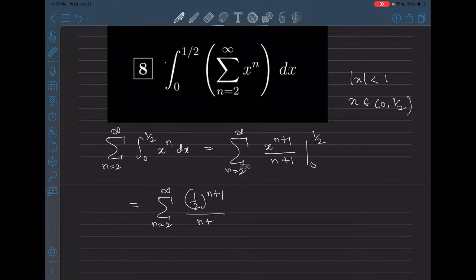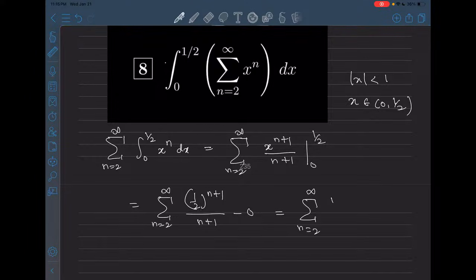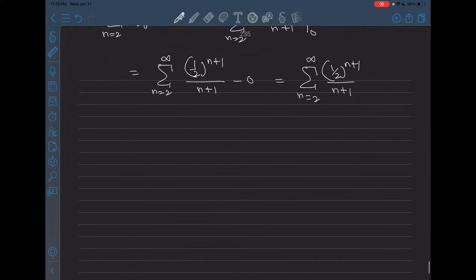I don't think I should have swapped it. I don't know, let's see. Minus 0. So this is sum going from 3 to infinity. Wait, let's just write it from 2 to infinity of half to the power n plus 1 by n plus 1. Right? Now what's the formula for summing this thing?